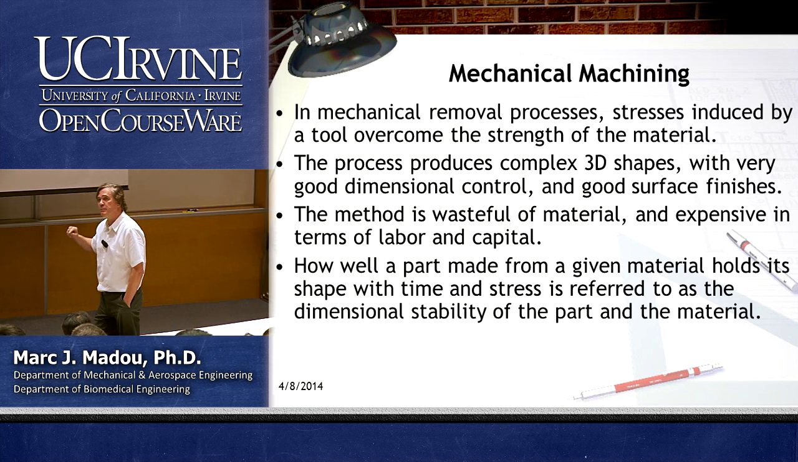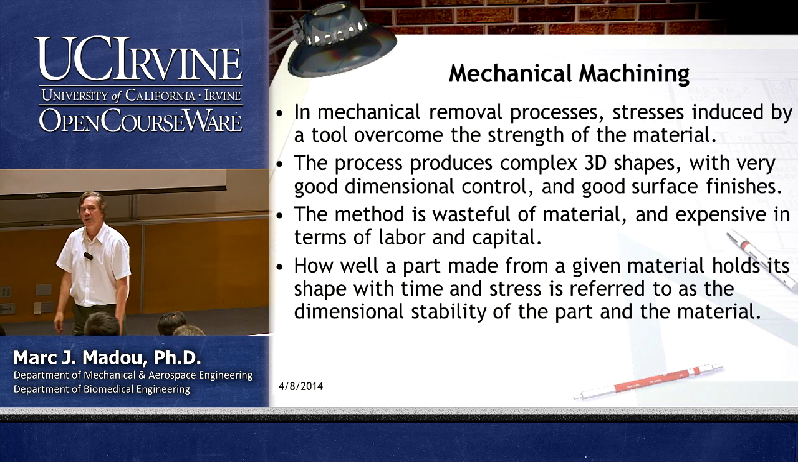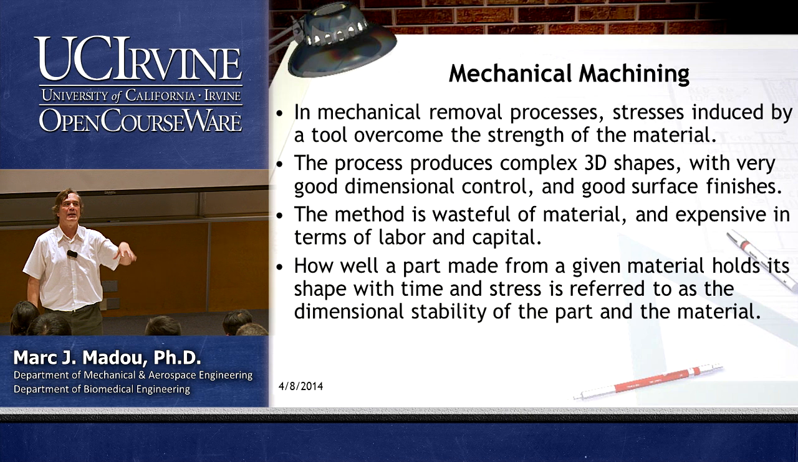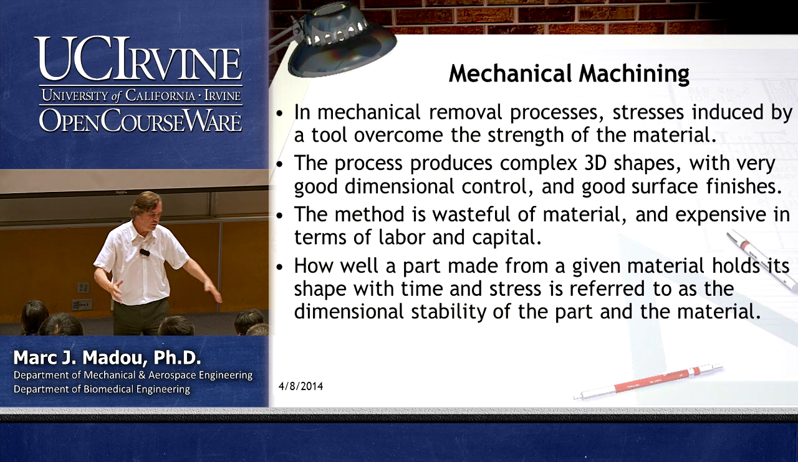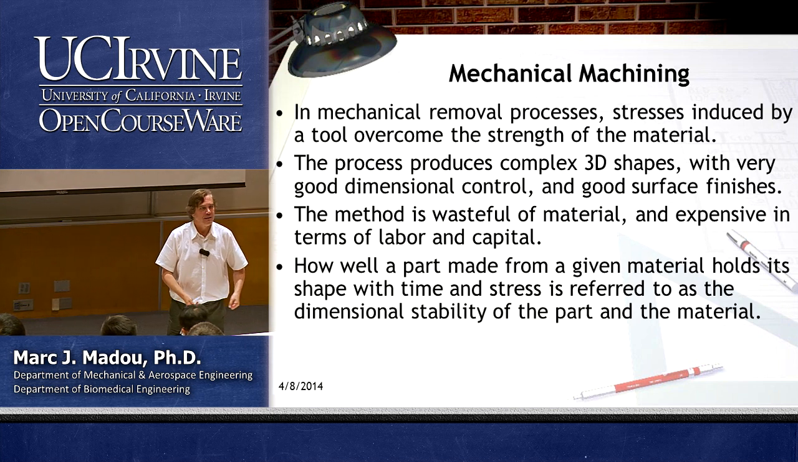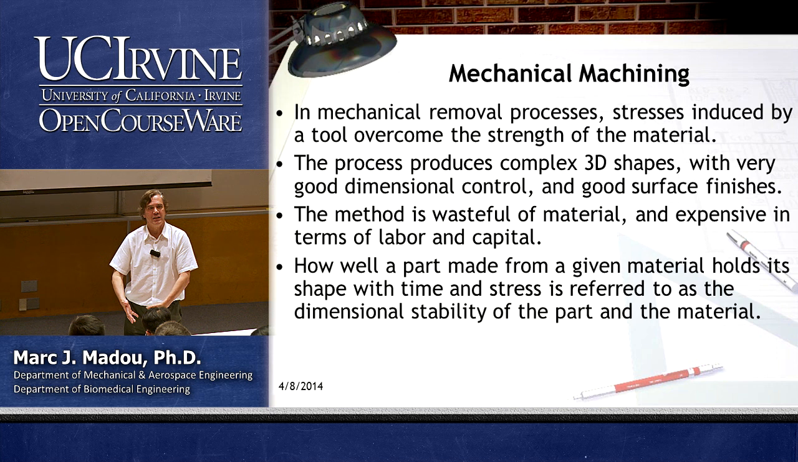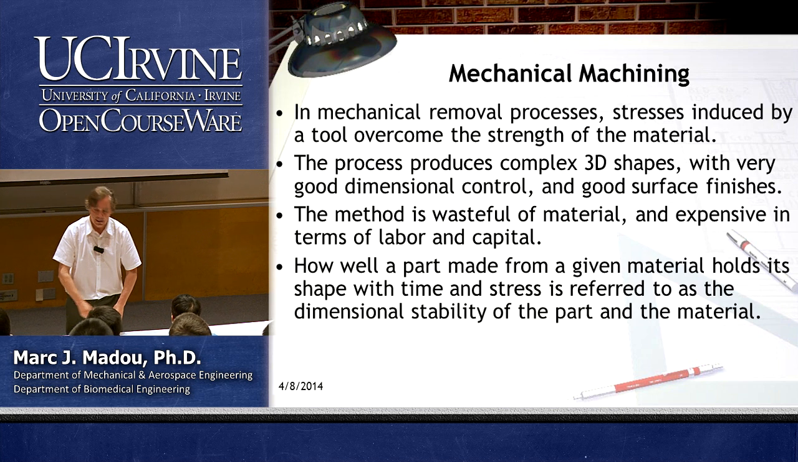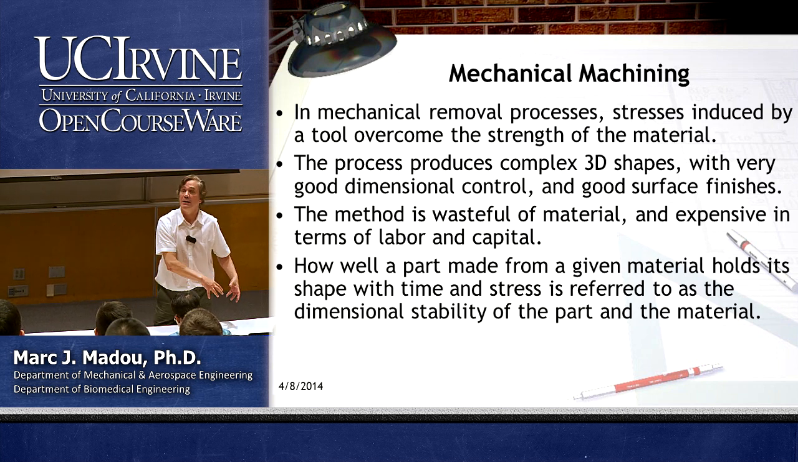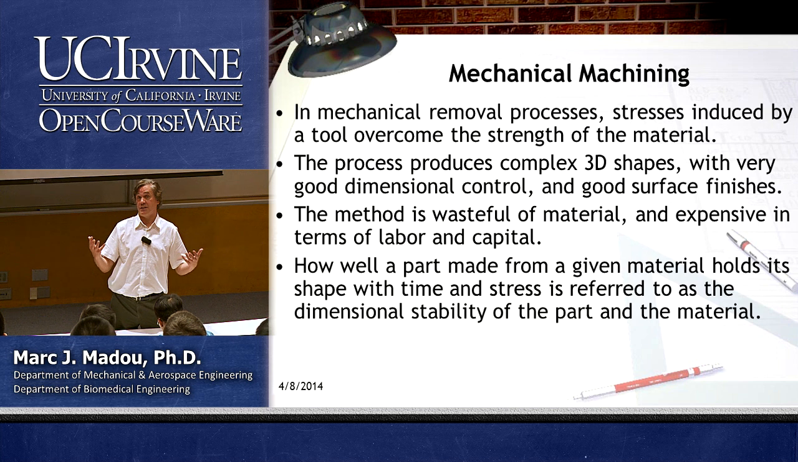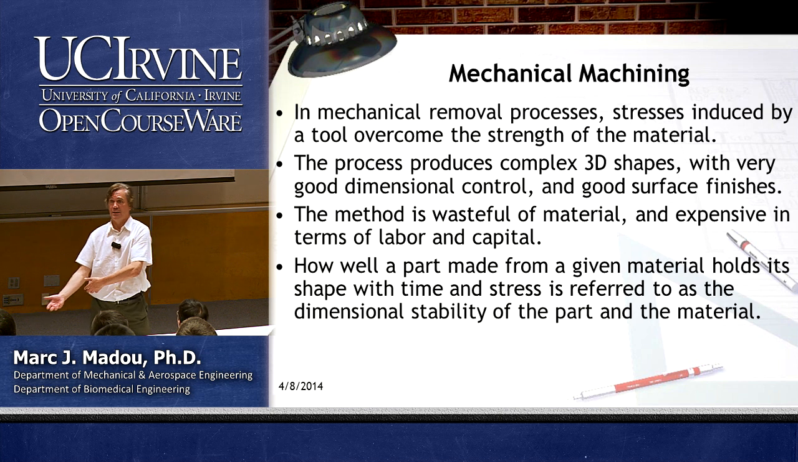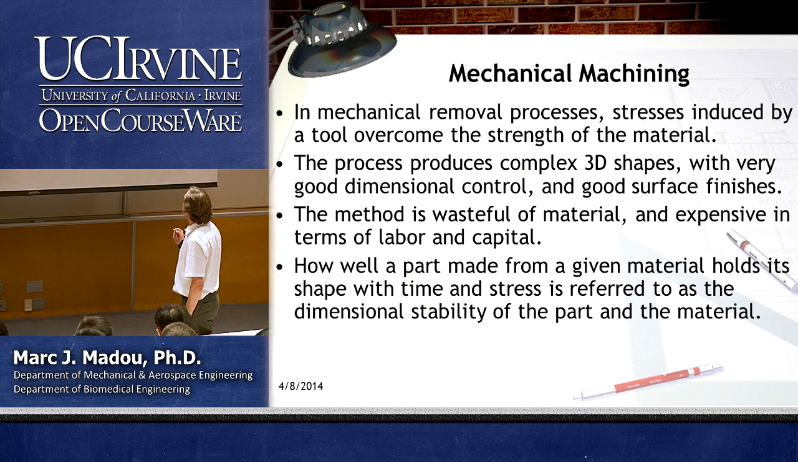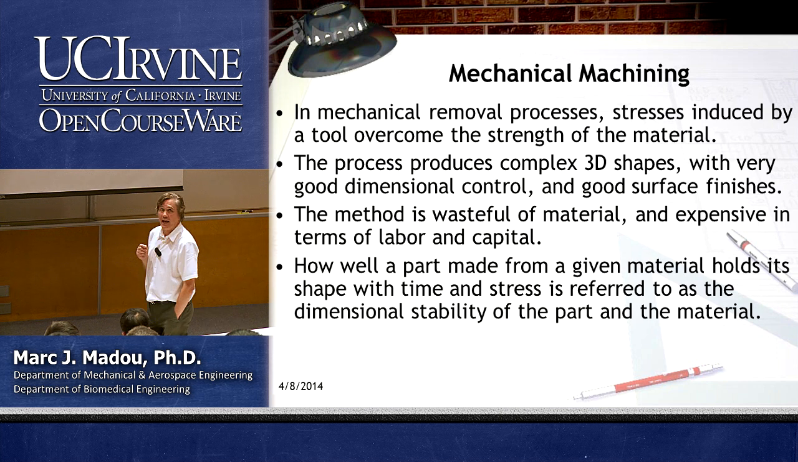Now, point three is very important. This is extremely wasteful, and that is why additive manufacturing and 3D printing have become so hot. Because if you do subtractive, like we do here, there's so much wastage, so much energy that you have to put in to create that shape. If, on the other hand, you have the powder and you laser the powder together in the shape of what you want, there's no loss at all, because all the powder that's not used, you can use for the next piece, right? So third point, the method is wasteful of material and expensive in terms of labor and capital.